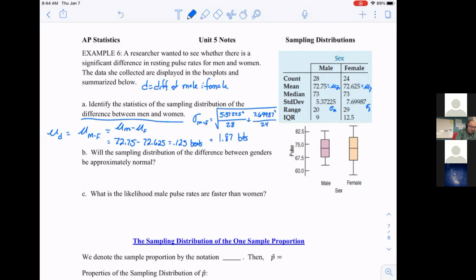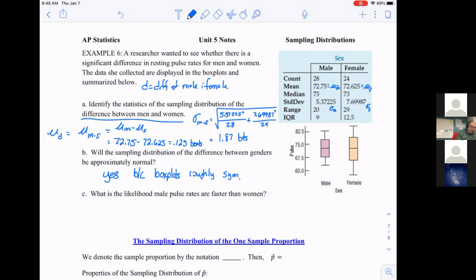Will the sampling distribution of the difference between genders be approximately normal? Again, you've got to go back to your rules. The rules are: if my populations are normally distributed to start with, I'm okay. Well, that's not the case here. If my sample sizes are greater than 30, I would be okay. Well, that's not the case here. So because we're picking data, that's why we have the box plots here. Yes, because the box plots are roughly symmetric.